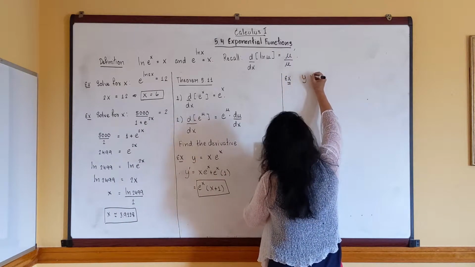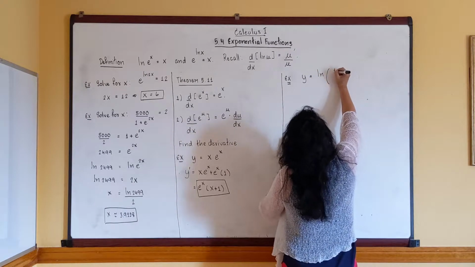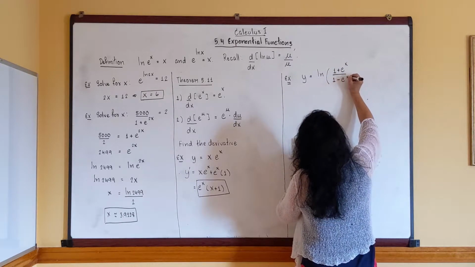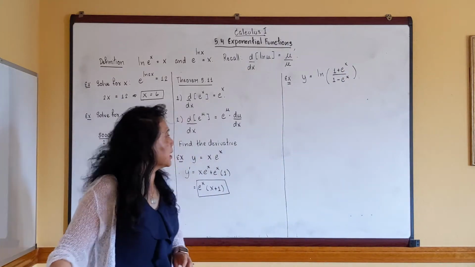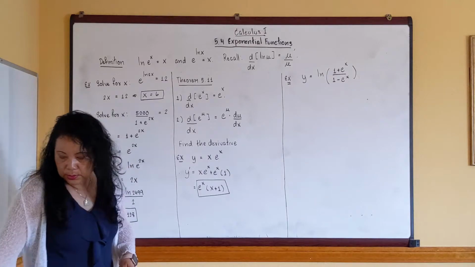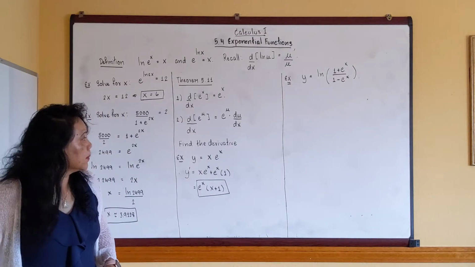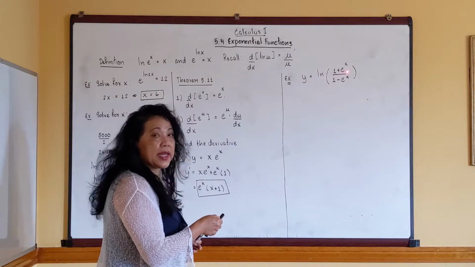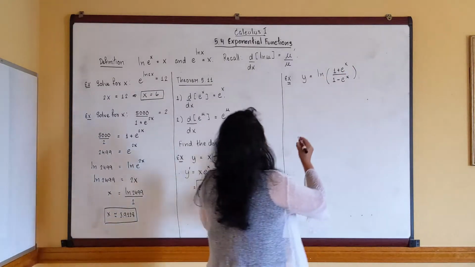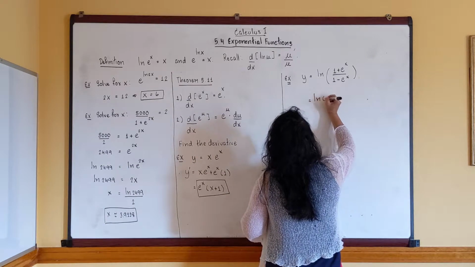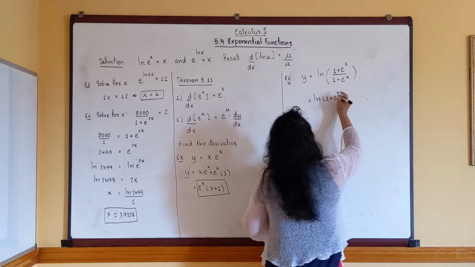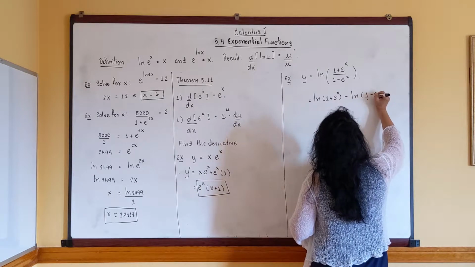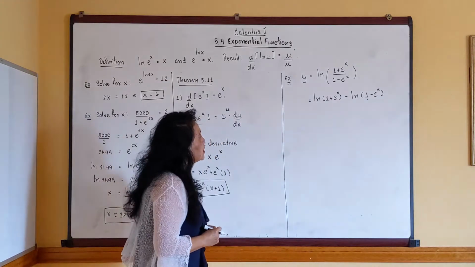I have y is equal to ln of 1 plus e to the x over 1 minus e to the x. Again, I want to take the derivative of this. So first thing I'm going to do: I have a single form here, the one on the right hand side is a single form. I'm going to write it in expanded form before I take the derivative. So this is ln of 1 plus e to the x. Division, so you can write it as subtract ln of 1 minus e to the x. Then I'm going to take the derivative from here.